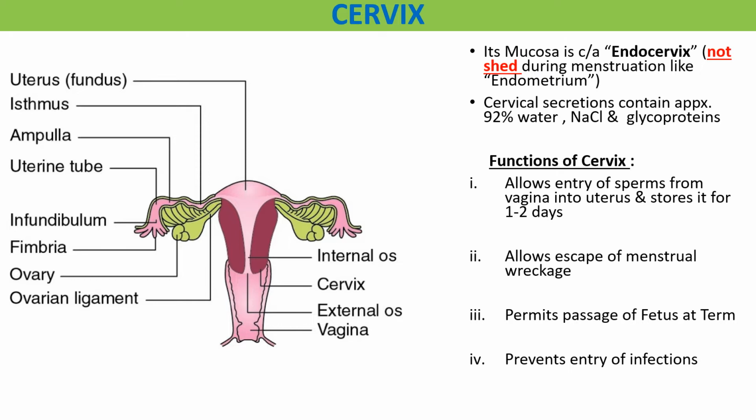Cervix serves some important functions. Cervix allows the entry of sperms from vagina into the uterus and stores them for 1 to 2 days. It allows the menstrual wreckage to escape from the uterus. It permits the passage of fetus during delivery, and it prevents the entry of infections into the female reproductive tract.